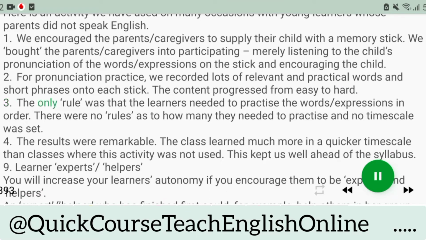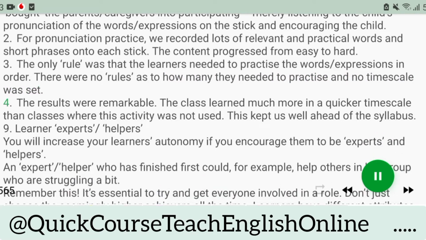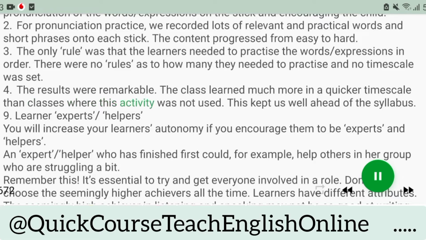3. The only rule was that the learners needed to practice the words and expressions in order. There were no rules as to how many they needed to practice and no timescale was set. 4. The results were remarkable. The class learned much more in a quicker timescale than classes where this activity was not used. This kept us well ahead of the syllabus.